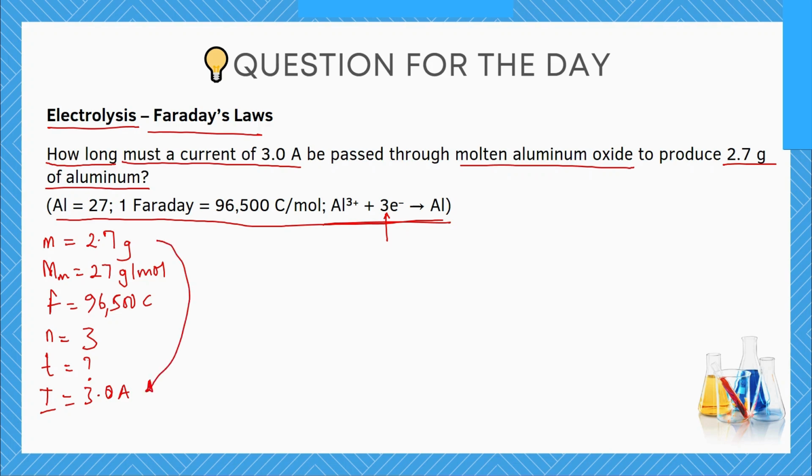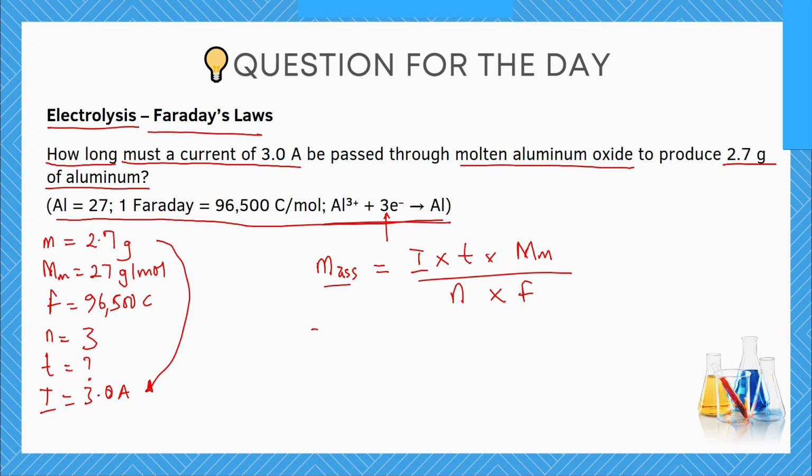So now, the next thing to do is to know which formula to use. And the formula that relates all of these parameters together is Faraday's second law of electrolysis. And that law has a mathematical expression that says that the mass of a substance is equal to the current passed, I, multiplied by the time for which that current was passed, multiplied by the molar mass of that substance, divided by the number of moles of electrons multiplied by Faraday's constant.